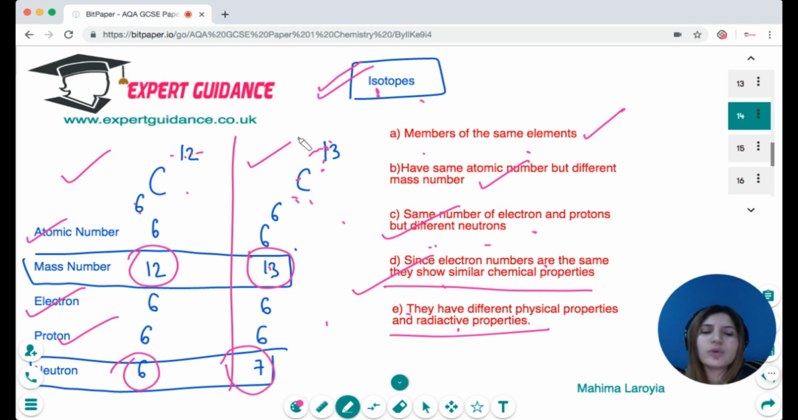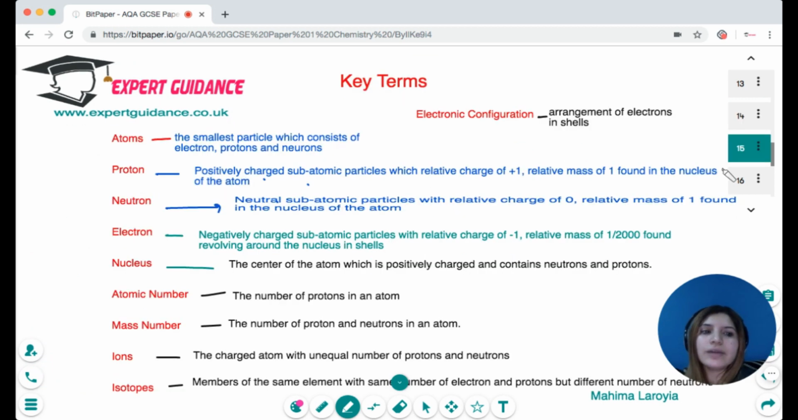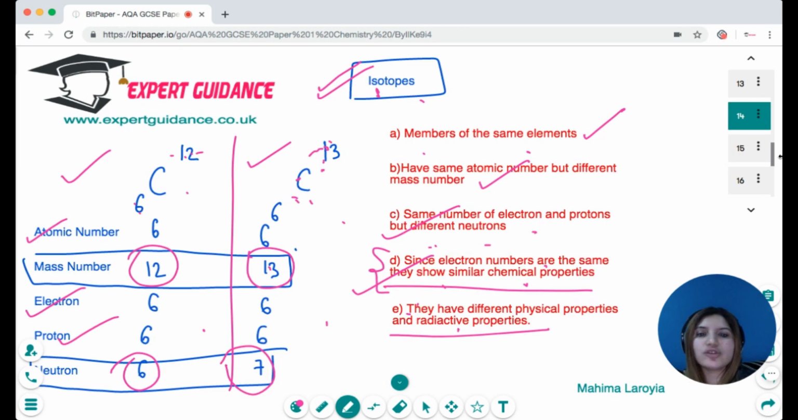They can ask you what are the things similar in the isotopes. So you can say atomic number is the same, proton number is the same, electron number is the same. What is the difference in the isotope? The mass number is different, neutron number is different. Physical properties are different. Why are chemical properties the same? Because the electron number is the same, and for the chemical reaction, it is the electrons that take part. Okay, so I hope the concept of isotopes is clear to you.